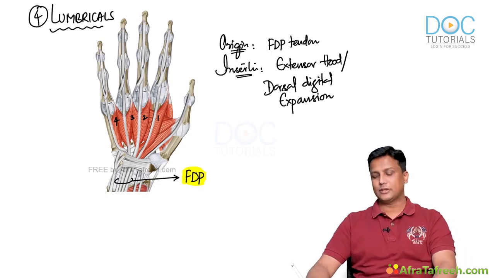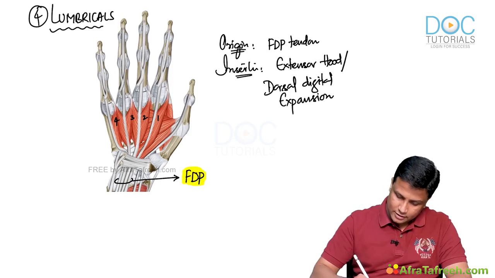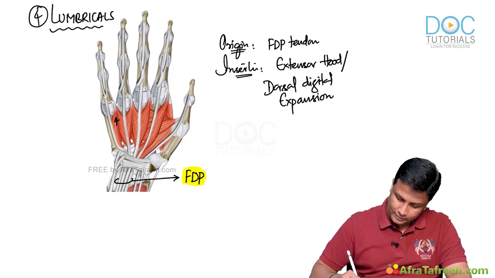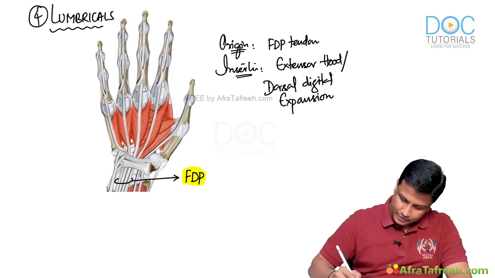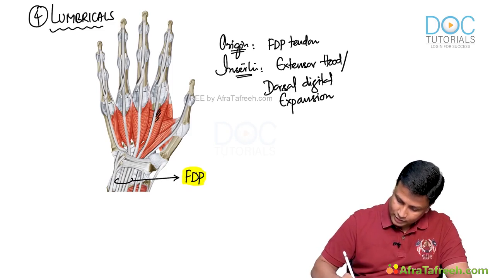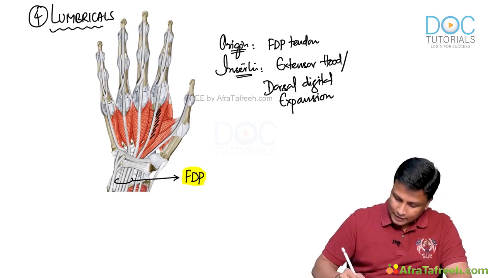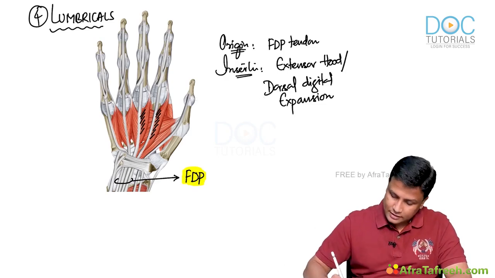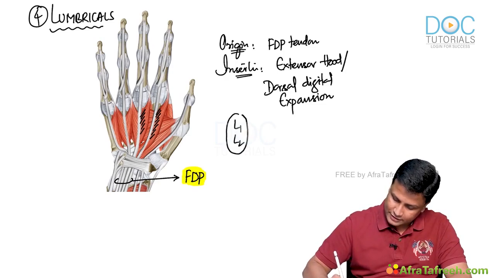Dorsal digital expansion, guys. Now once you are done with the origin and insertion of these lumbricals, look at lumbrical number 1, guys. Lumbrical number 1 is originating only and only from one tendon here. Lumbrical number 2, it's also originating only from one tendon. That means L1 and L2, just for the sake of representation, the first and second lumbrical, these two will be unipinnate.